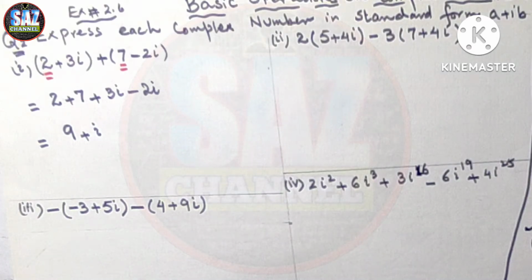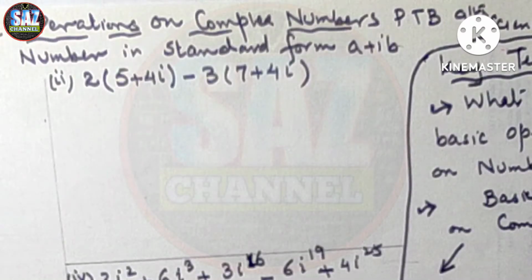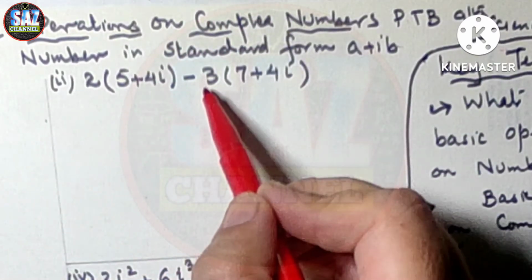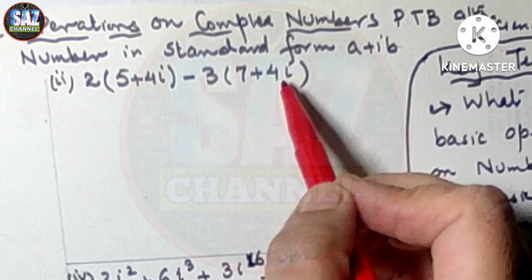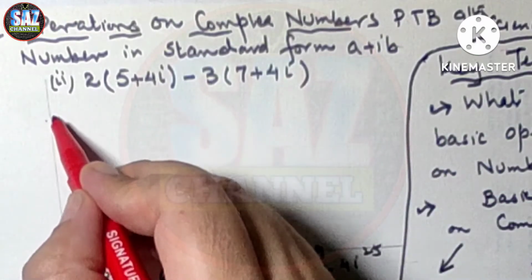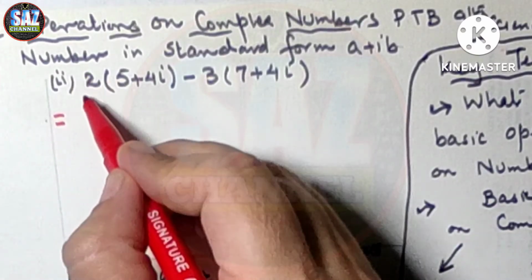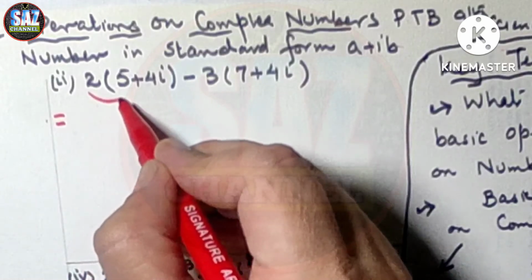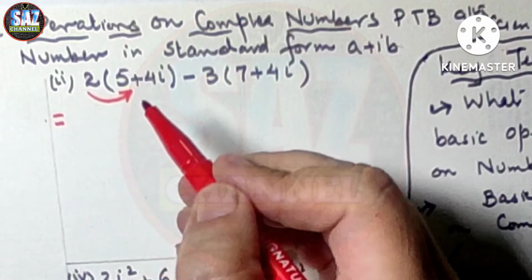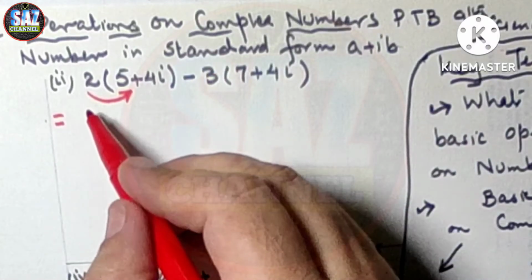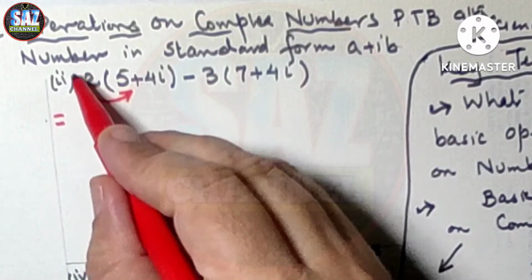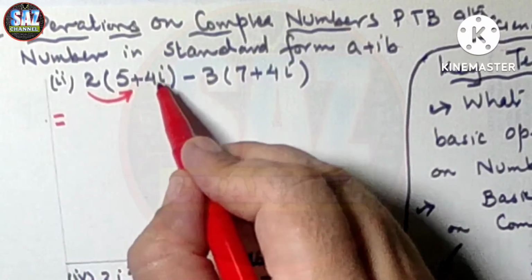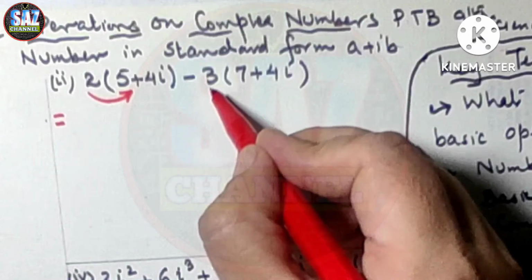Let's move to the second part, and in the second part the question is 2 into 5 plus 4 iota minus 3 into 7 plus 4 iota. First of all, you can see that there is a number outside, there is a scalar outside. So first what we have to do, we have to apply the distributive property, and according to the distributive property, we have to multiply this number which is outside the bracket with every term inside the bracket, and same for the second part of the question.